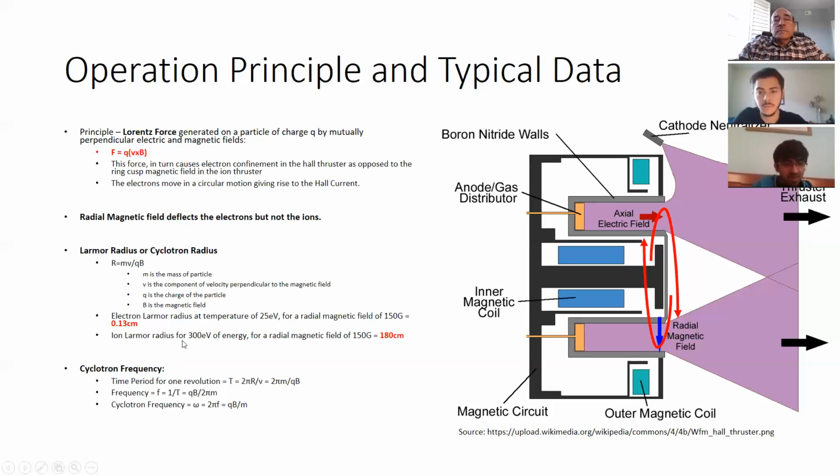The next important thing to note is the cyclotron frequency. The time period for one revolution is basically 2 pi r over the velocity. We know the Larmor radius, so you can just plug it in to get the time period and the cyclotron frequency, omega, which is defined as qB over m. That's just another piece of data which we might use later.